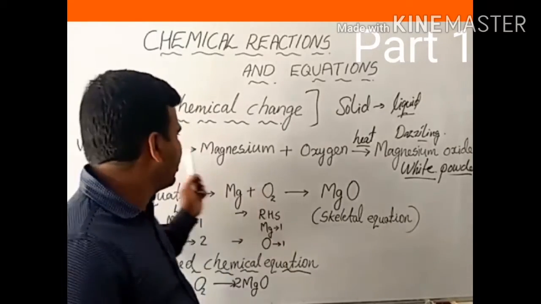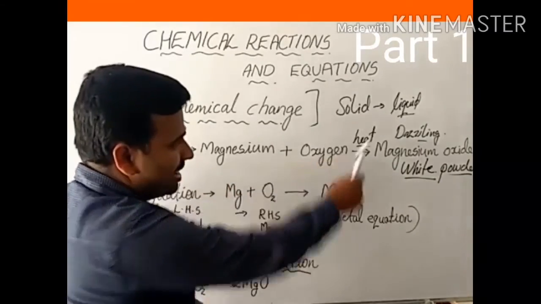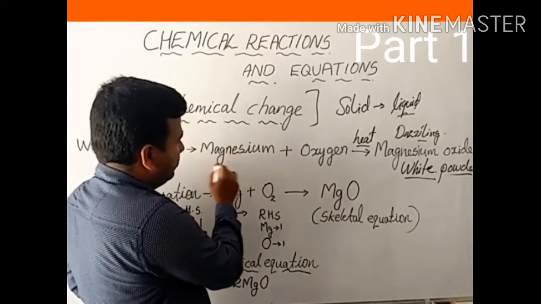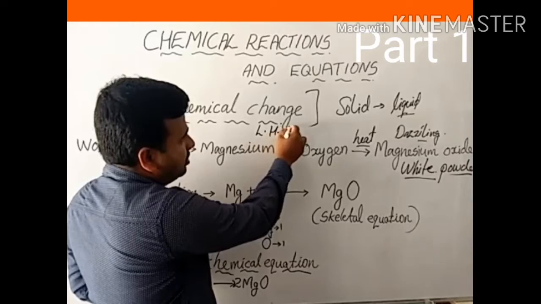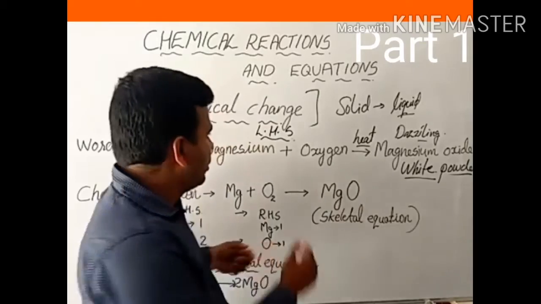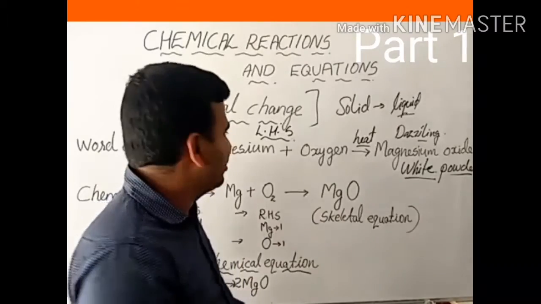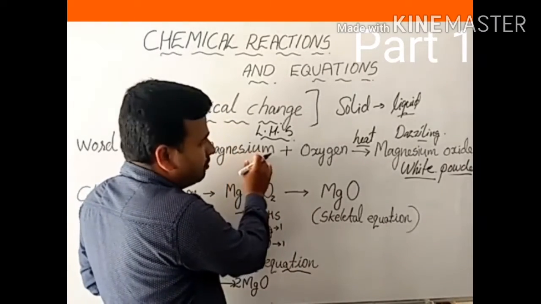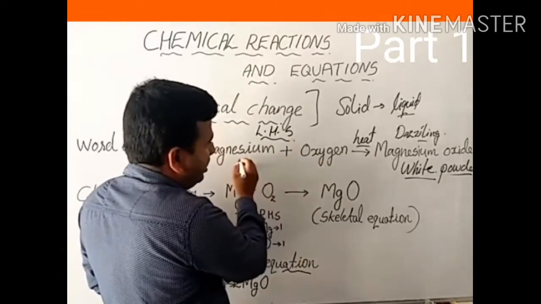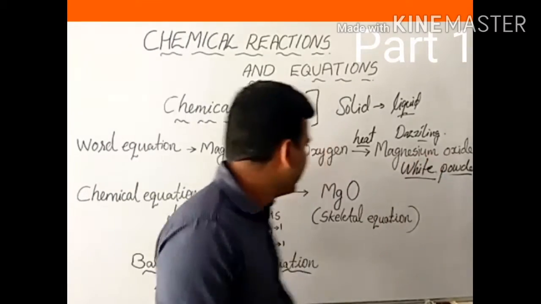Every chemical reaction you can express in the form of a word equation, using the names of the elements and the products formed. So here you can see magnesium is coming on the left hand side, as well as oxygen. These two are the chemicals that are taking part in this chemical reaction. See here what is happening: magnesium combines or unites with oxygen so as to form magnesium oxide.